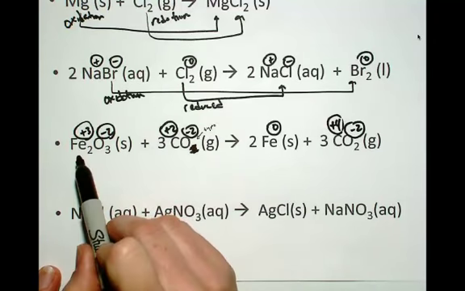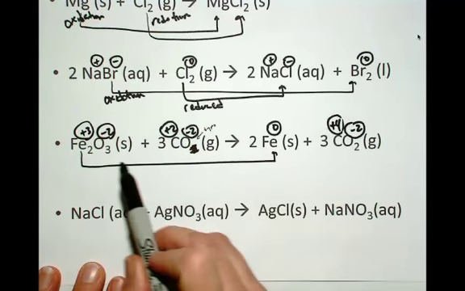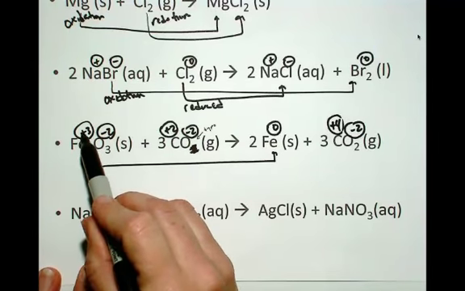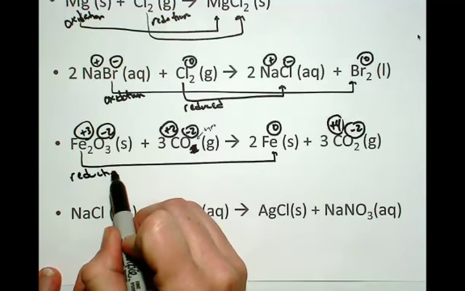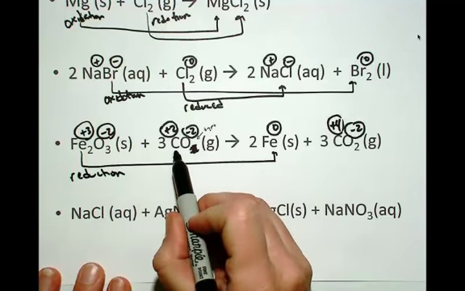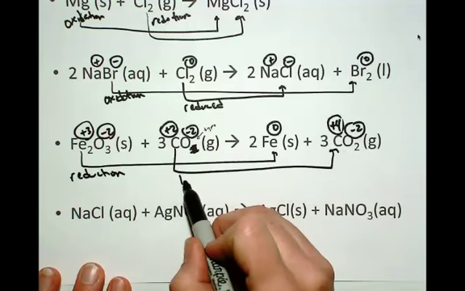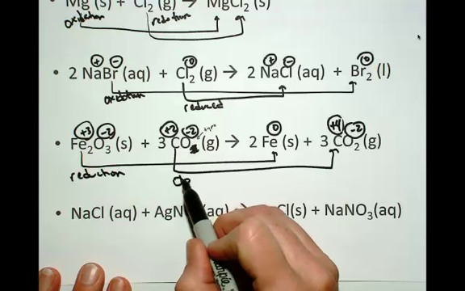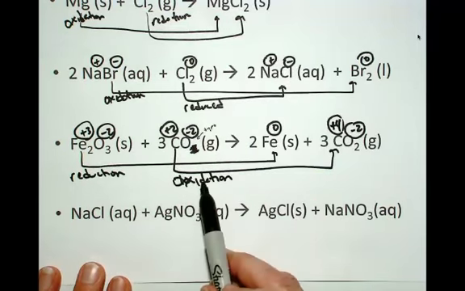So the iron is going from a +3 to a 0. So it must be gaining electrons since it's going from a higher number to a lower number. So that's reduction. And the carbon is going from a +2 to a +4. It's getting a higher oxidation number. It must have lost electrons. Oops, so that's oxidation, loss. Alrighty, and then this is the oxidizing agent. This is the reducing agent.